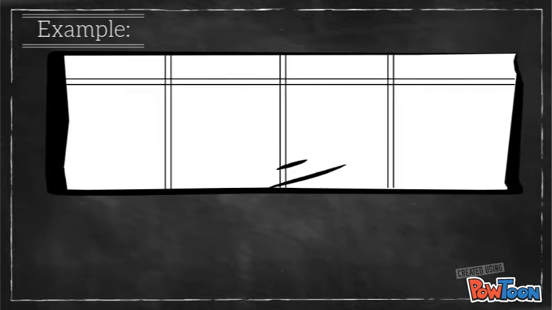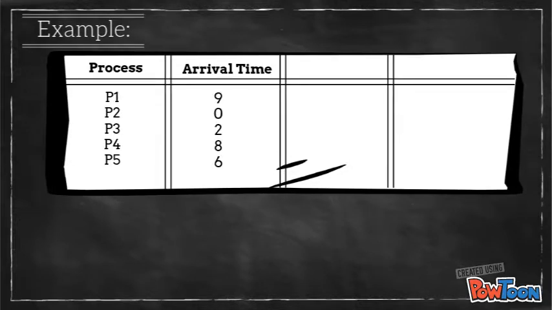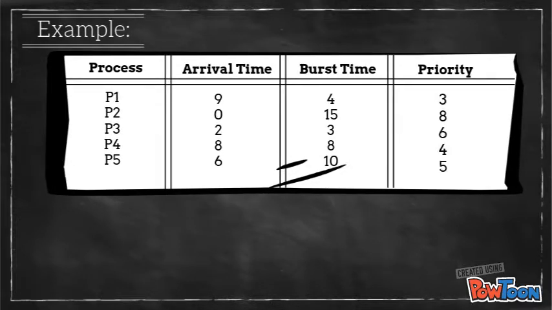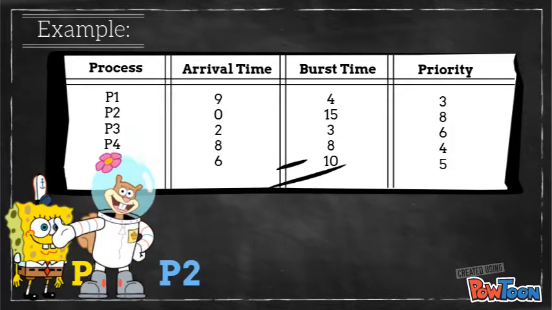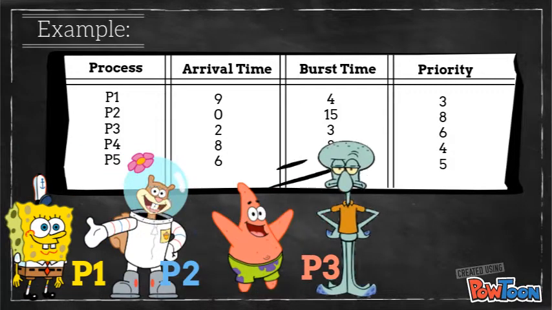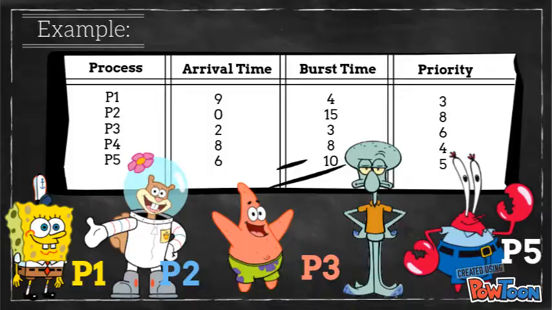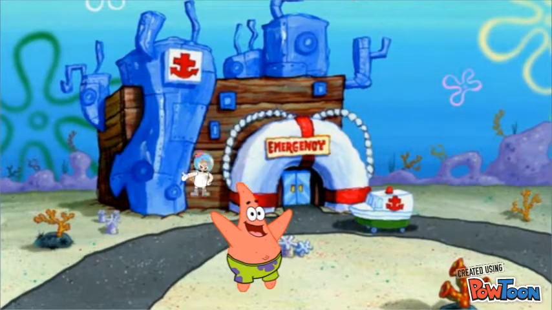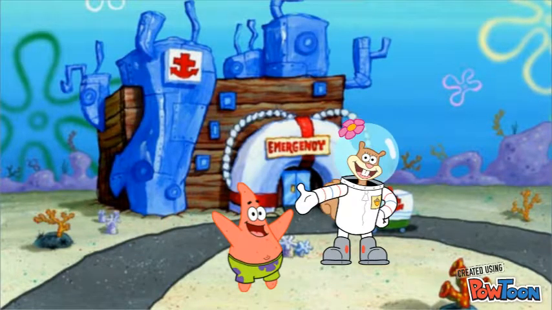Example, processes P1 to P5, arrival time 9, 0, 8, 2, 6, burst time 4, 15, 38, 10, priority 3, 8, 6, 4, 5. Sandy arrives at 0, Patrick arrives at 2, Sandy arrives again at 5, Mr.